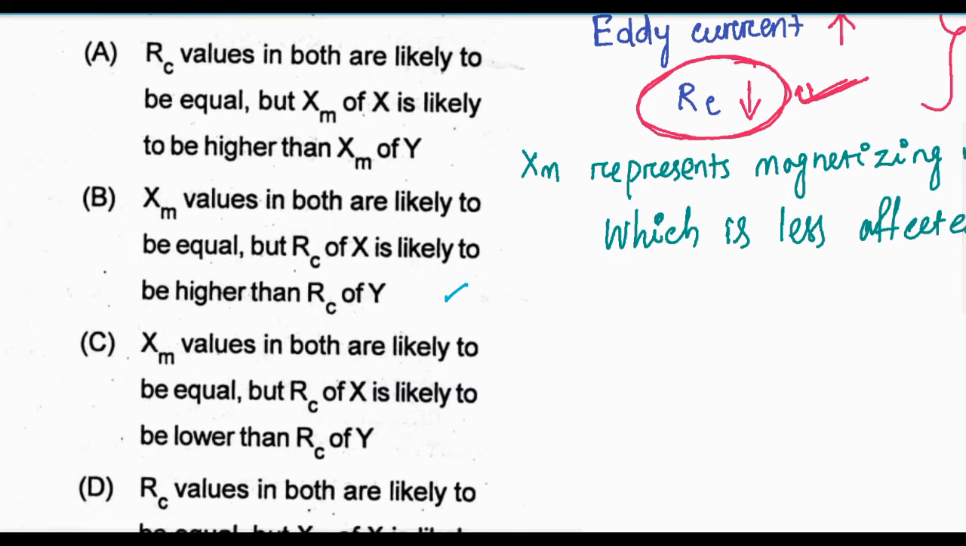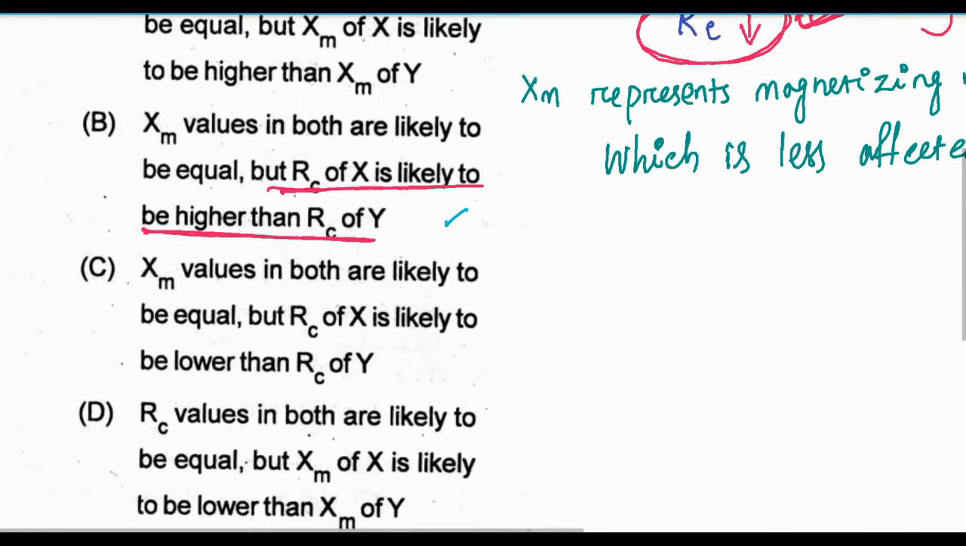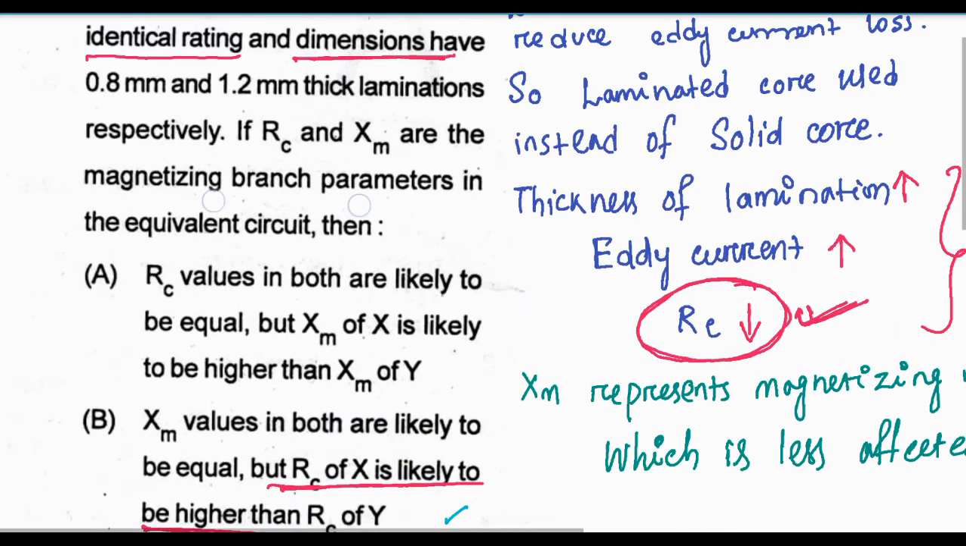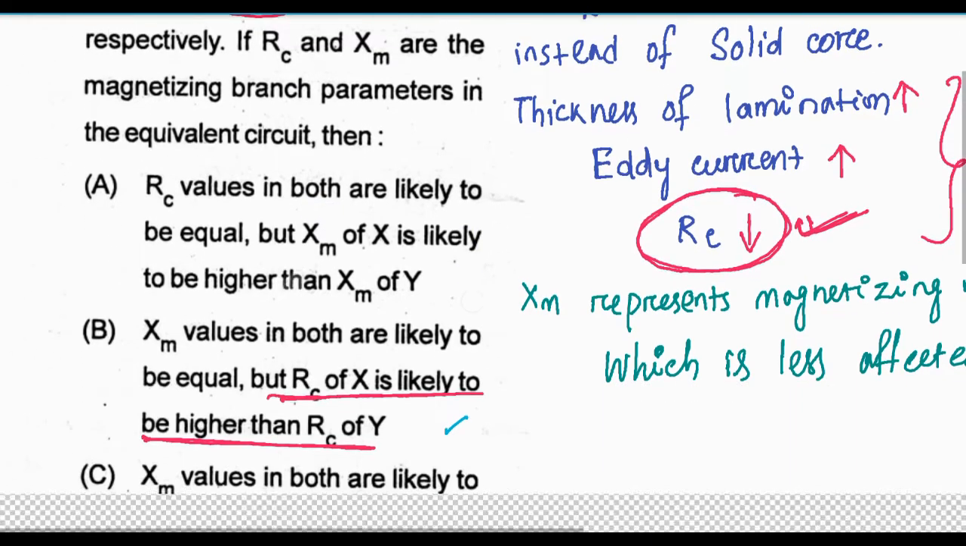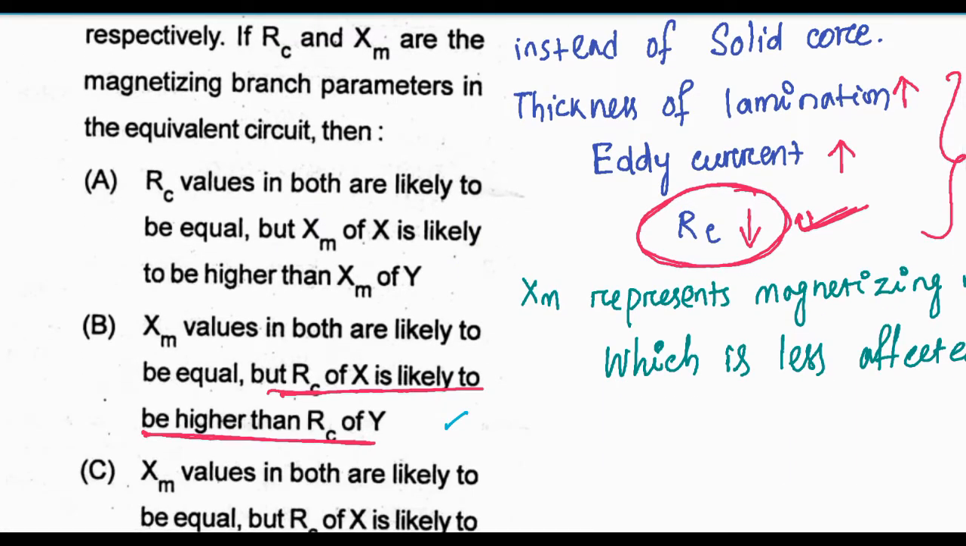One option says RC of x is likely to be higher than RC of y, and another option says RC of x is likely to be lower than RC of y. Here, as y has higher thickness of lamination, what will happen? RC will be lower. So RC of x will be higher. So this is the correct option.